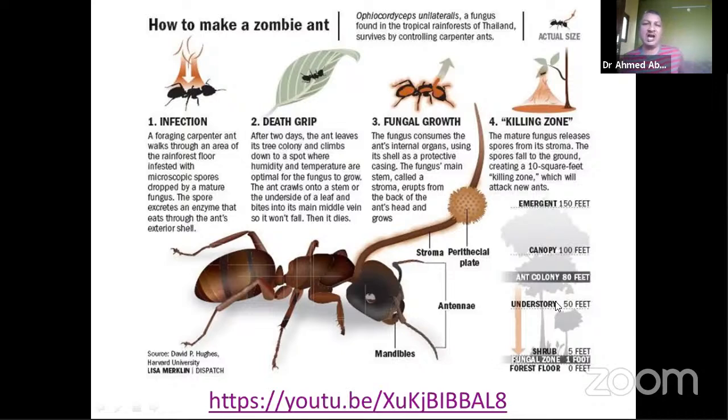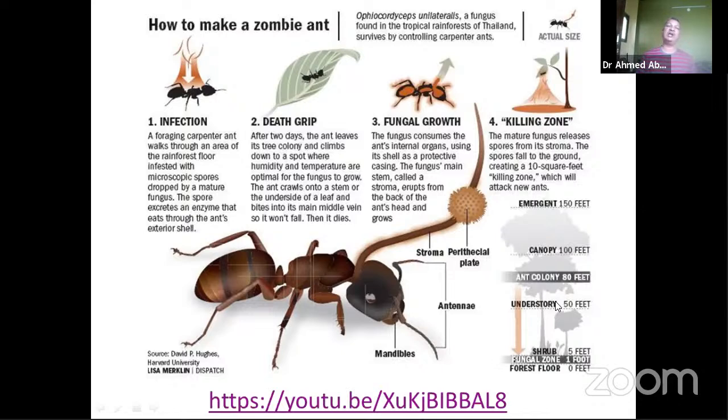Now the ant starts coming down, and it crawls onto the stem or the underside of the leaf and bites into its mid vein so it won't fall, then it dies. So this is happening in the particular ant concept. The ant is infected, and after 2 days, it moves away from its colony, crawls onto the stem or goes to the underside of the leaf, bites the mid vein of the leaf, and makes sure it does not fall down, and then it dies.